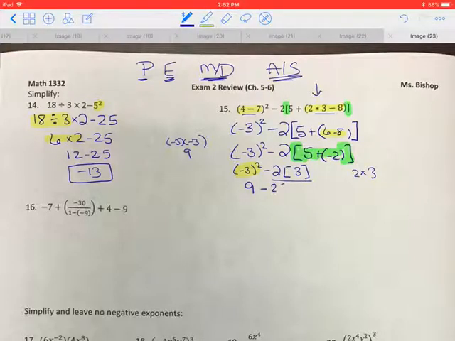All right, so then I'm left with 9 minus 2 times 3. Remember, we multiply before we subtract. That'll be 9 minus 6, and I get an answer of 3.